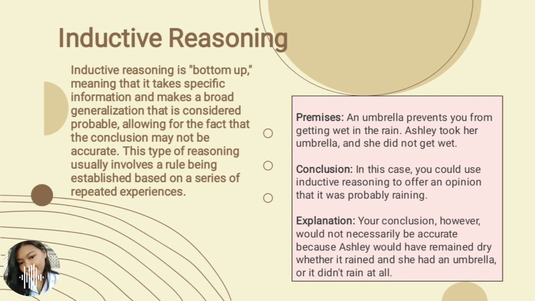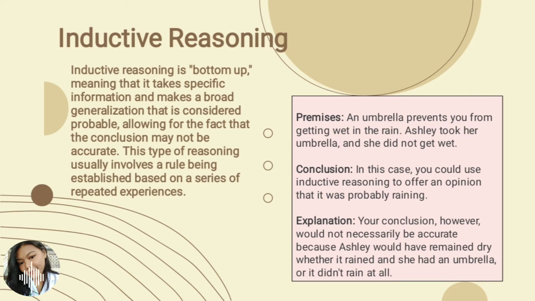So, example. Premises. An umbrella prevents you from getting wet in the rain. Ashley took her umbrella and she did not get wet. Conclusion. In this case, you could use inductive reasoning to offer an opinion that it was probably raining. Here's the explanation. Your conclusion, however, would not necessarily be accurate because Ashley would have remained dry whether it rained and she had an umbrella or it didn't rain at all.